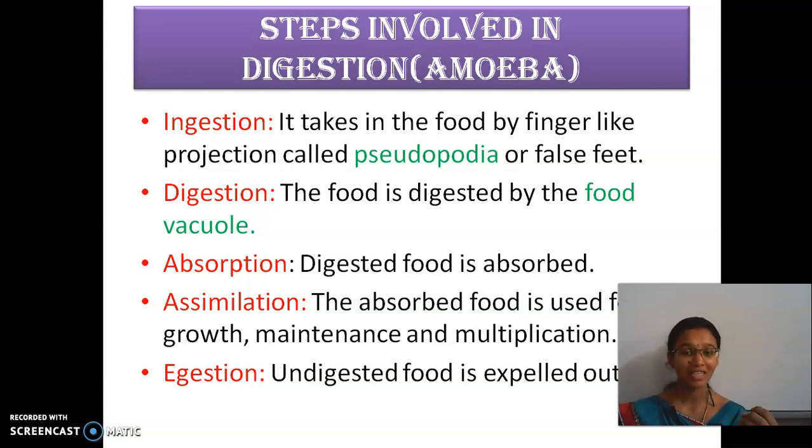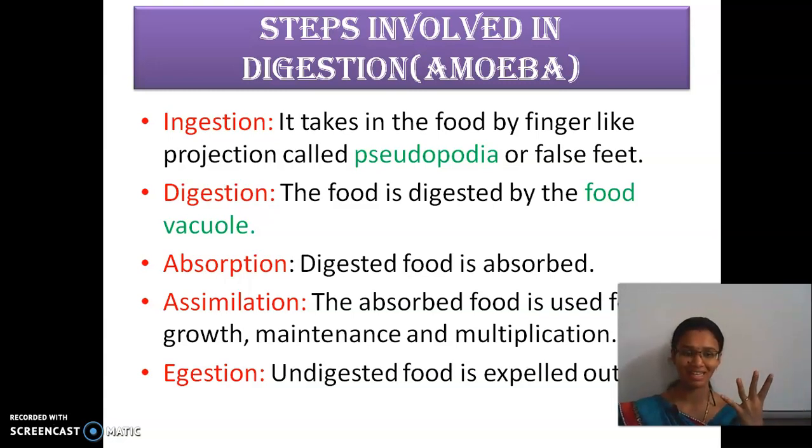So the food is digested with the help of the food vacuole. And then absorption. Digested food is absorbed. Assimilation, that is, the absorbed food is used for growth, maintenance and multiplication. That is, one amoeba can develop into 2 to 4 likewise. And then egestion, the undigested food is expelled out. Ingestion is done by a finger-like projection called pseudopodia.